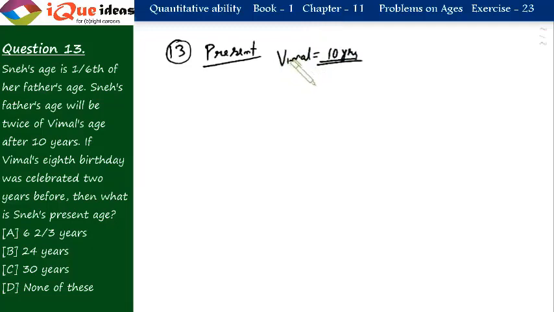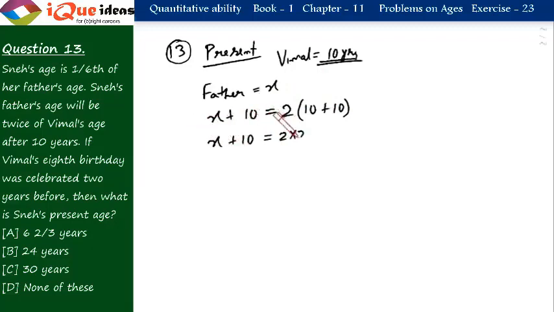Now go back. Sneha's father's age will be twice of Vimal's age after 10 years. So let's say if I assume father's age to be X, then after 10 years, father's age would be X plus 10, right? And that should be equal to twice of Vimal's age at that time. Now Vimal's age at present is 10. 10 years after it will become 10 plus 10. So it is X plus 10 equal to 2 into 20, which is 40. So X is equal to 30. So father's age is 30 years, right?